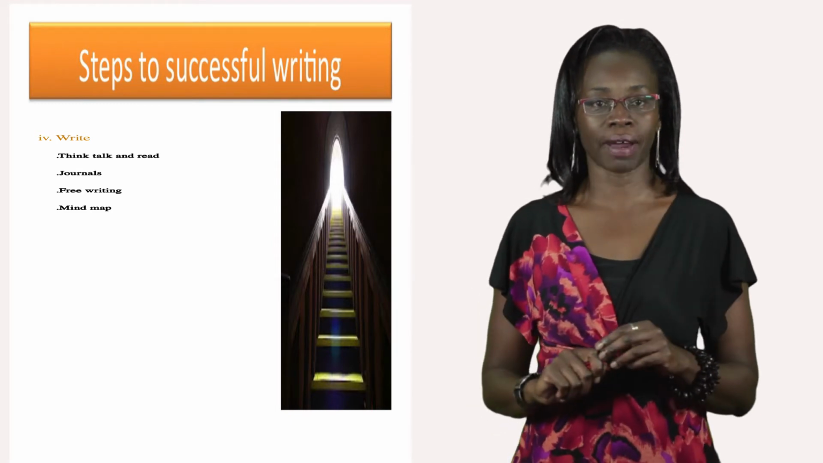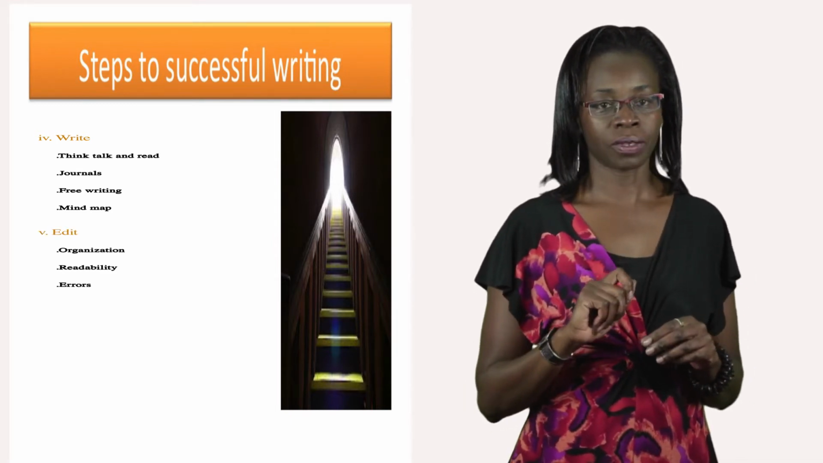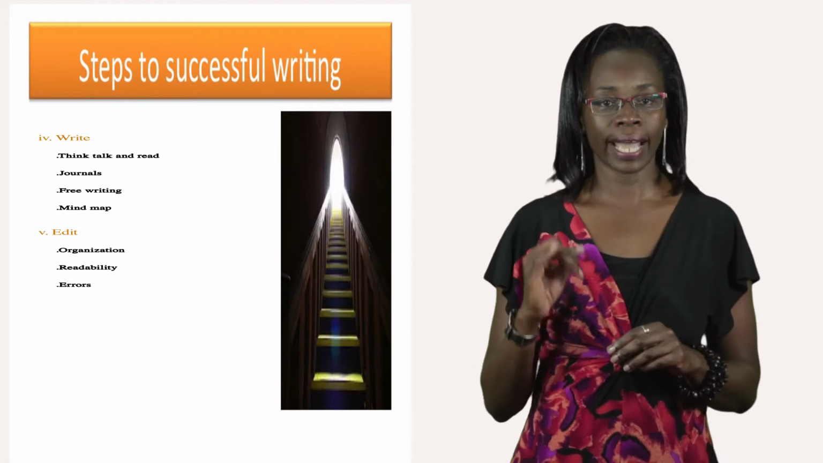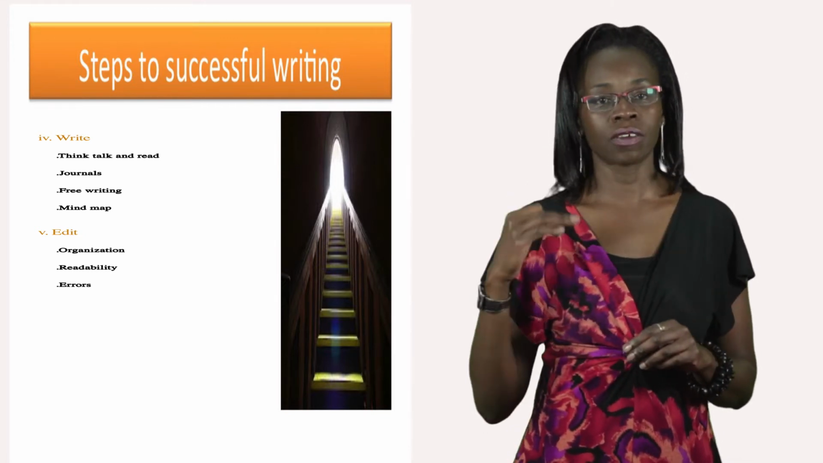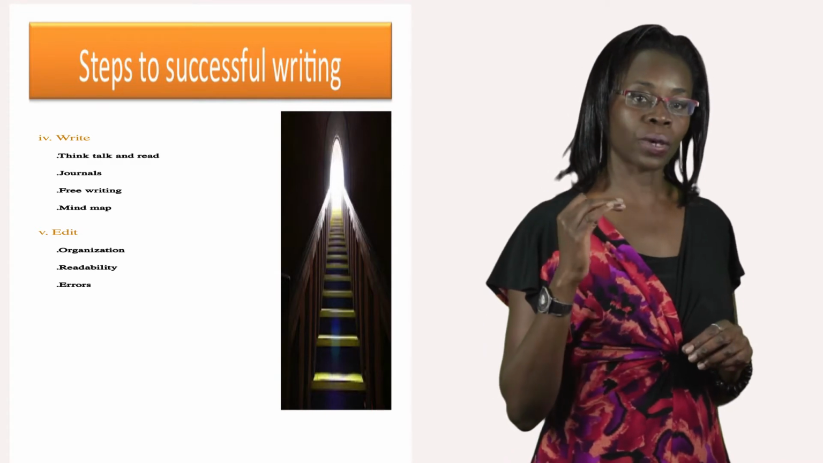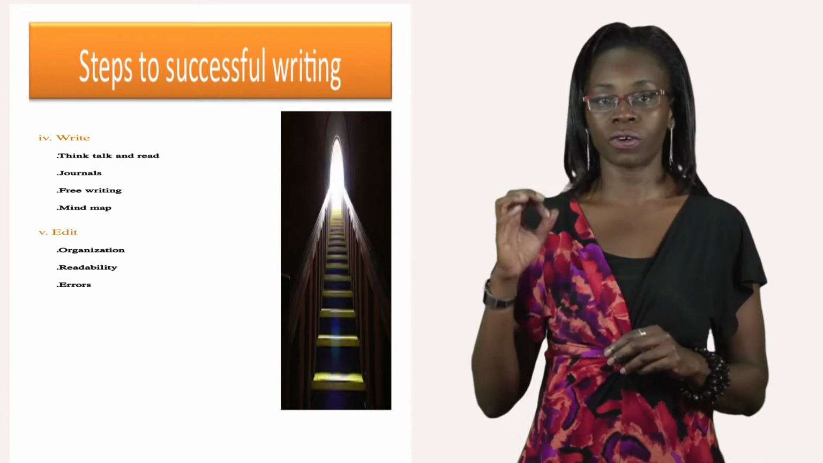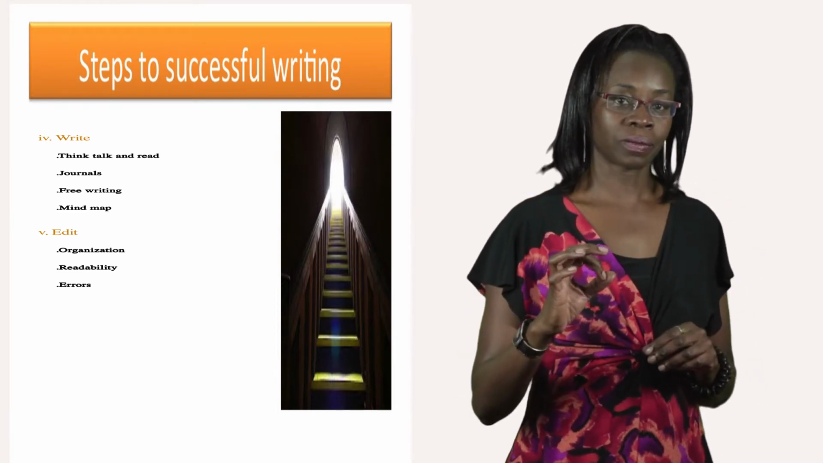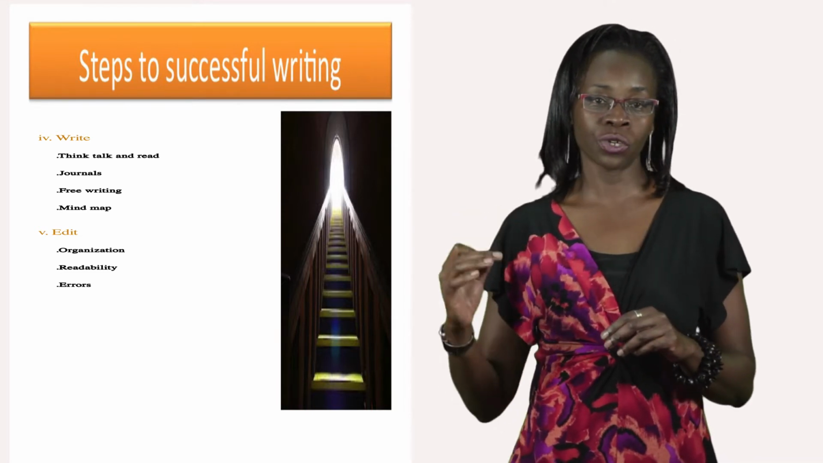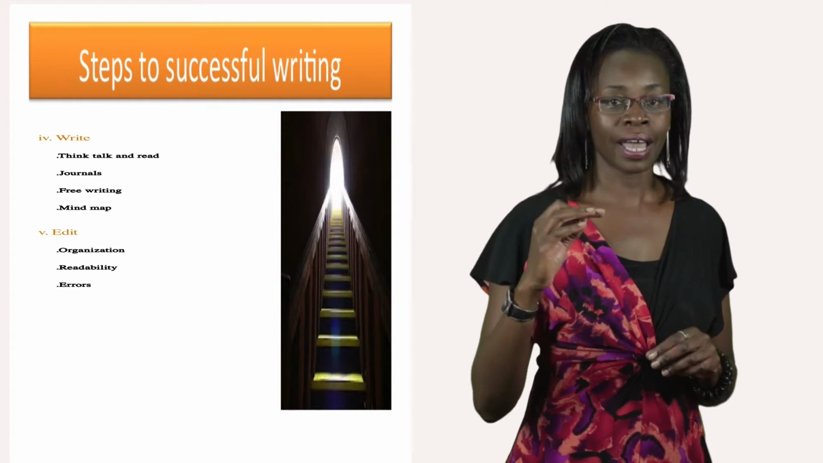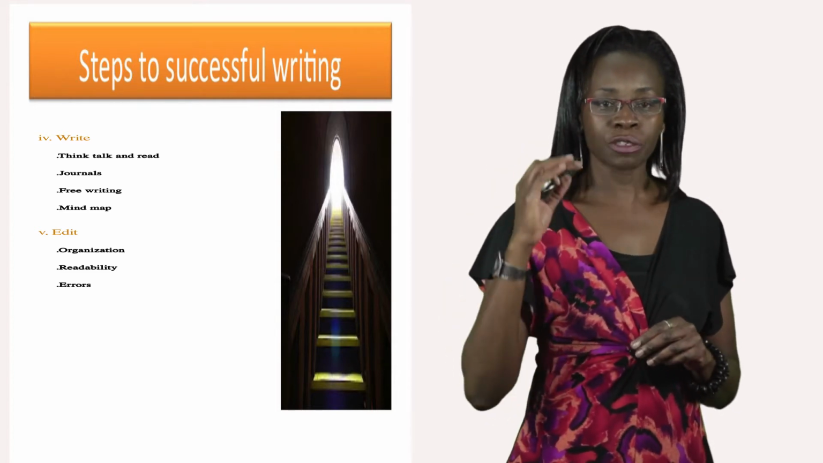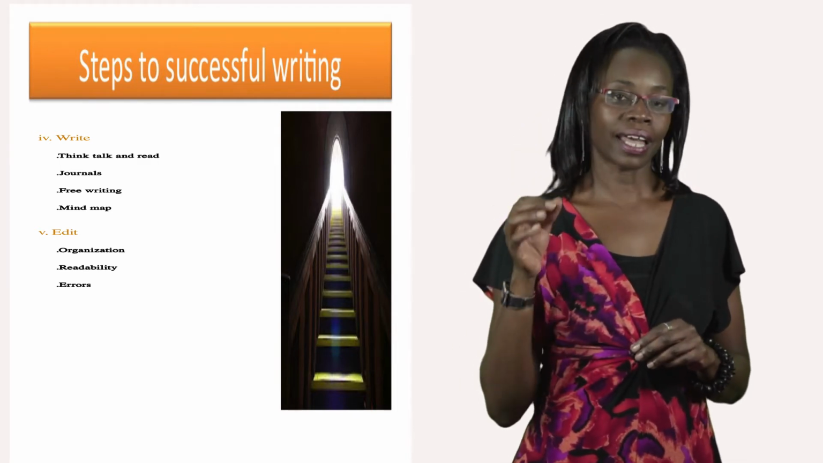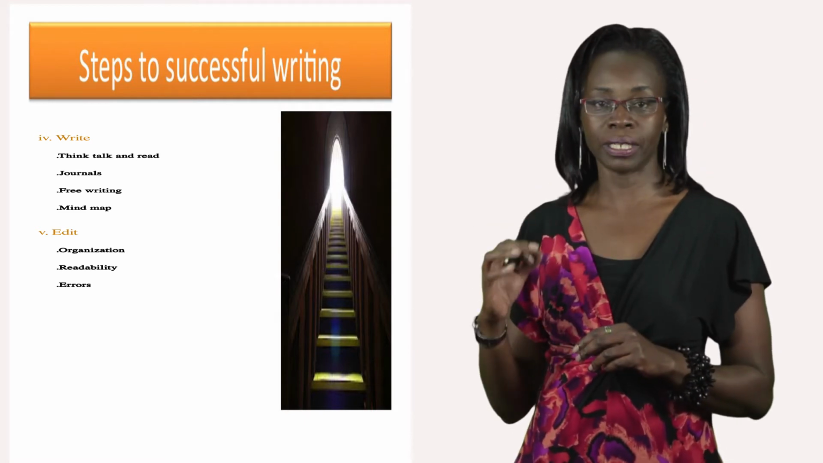The next step to successful writing is editing. We edit for three things. We edit for organization, we edit for readability, and we edit for errors. What does it mean to edit for organization? When you edit for organization, you check, what was the purpose of my writing? Is my writing in tune with what the purpose was? Is my writing flowing? Is my writing coherent? Is my writing logical?